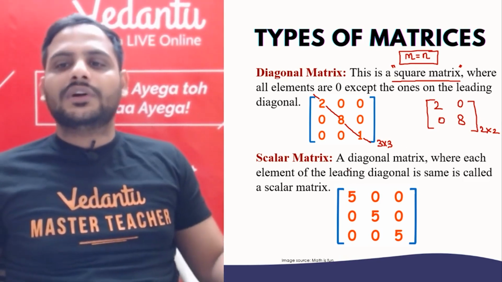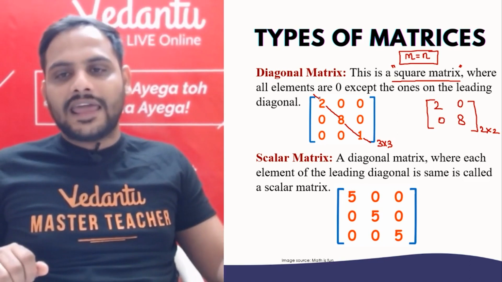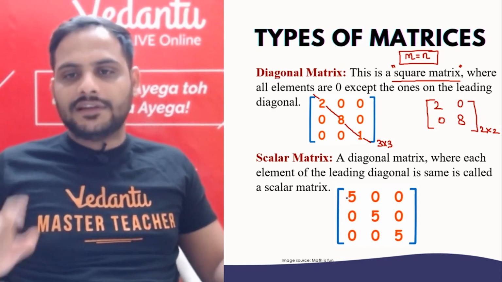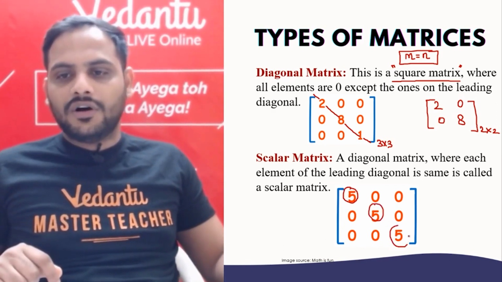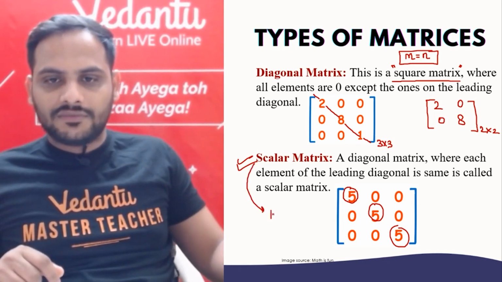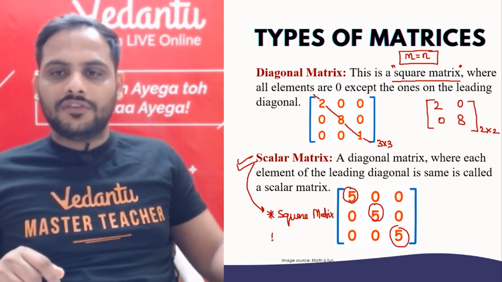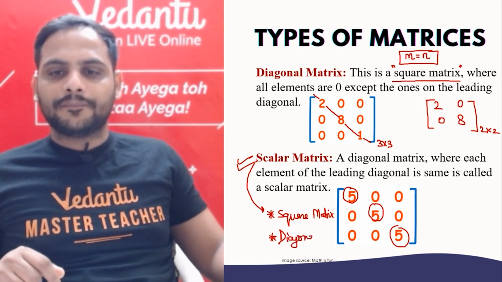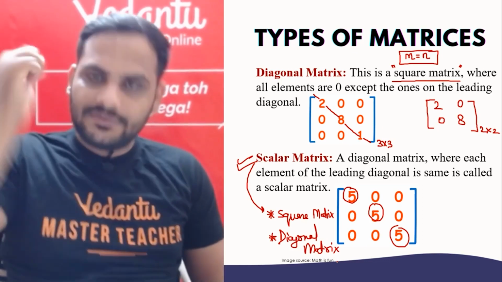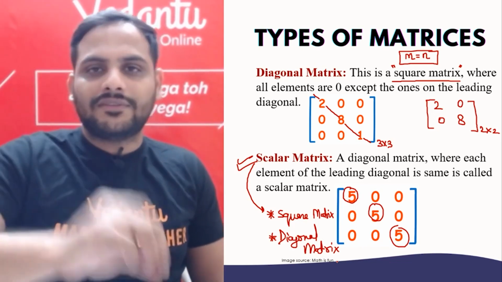What is a scalar matrix? A diagonal matrix where each element of the leading diagonal is the same. Now look, here the diagonal elements were 2, 8, 1, different numbers. If all the elements along the diagonal are the same and remaining all will be 0, then it will be called a scalar matrix. So guys, remember, a scalar matrix is definitely a square matrix and also definitely a diagonal matrix. But there is one more special thing, that all the diagonal elements are equal. That is why we gave it a special name.